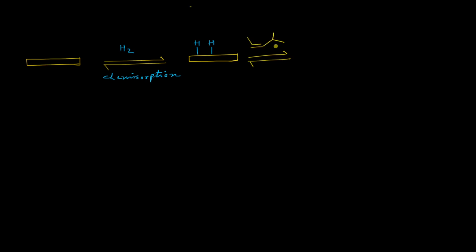If we consider the heterogeneous catalyst surface like this, then the first step will be the chemical adsorption of the hydrogen molecule. After the chemical adsorption, this hydrogen molecule will be converted into nascent hydrogen atoms. In the next step, the alkene will be adsorbed over the catalyst surface. After it is adsorbed, we can call this adsorbed species a pi complex, and the second step is also a chemical adsorption process.